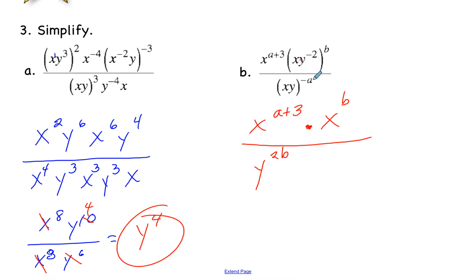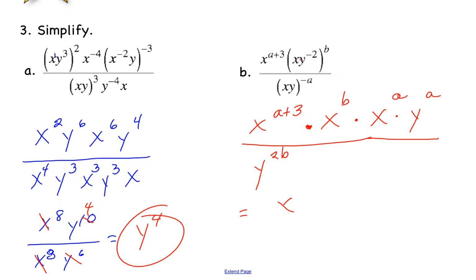Then we have x to the minus a. That's going to go up and become positive, x to the positive a. And y to the minus a down here would be up here as y to the positive a. Extend my fraction bar there. So what in the world do we have when we're finished? Well, let's take a look.